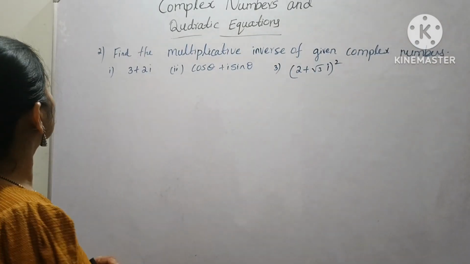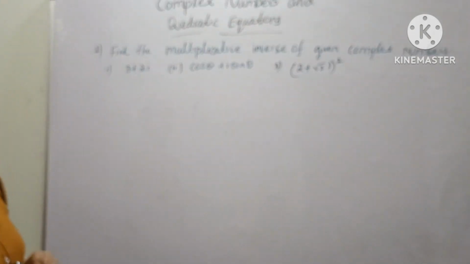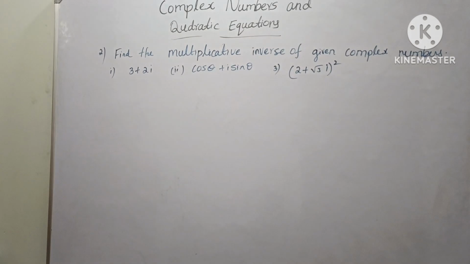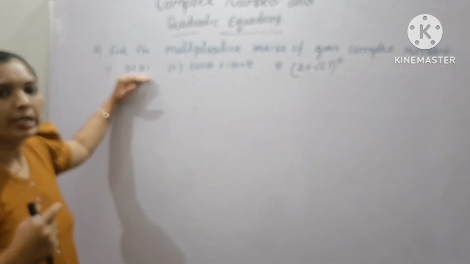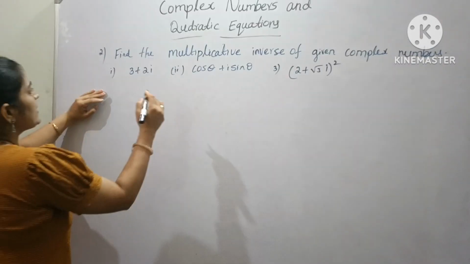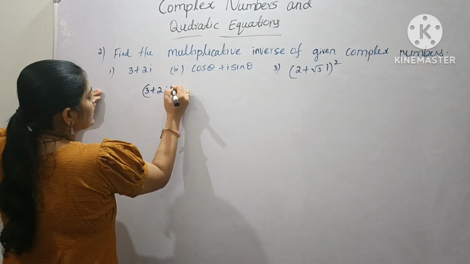Let us go through the next question. Find the multiplicative inverse of the given complex numbers. First one, 3 + 2i. Okay, the given complex number is 3 + 2i. Here we have to find its multiplicative inverse, that is (3 + 2i) inverse.